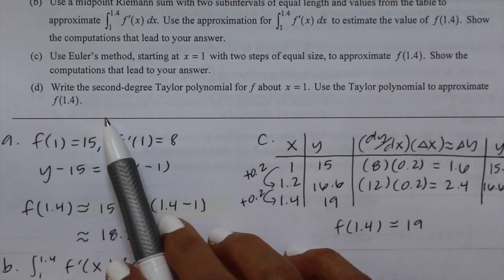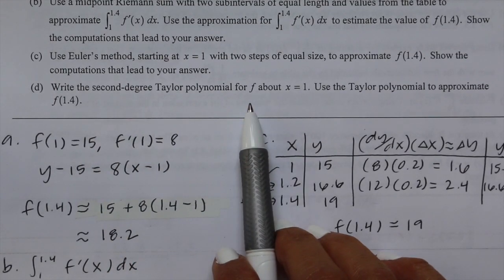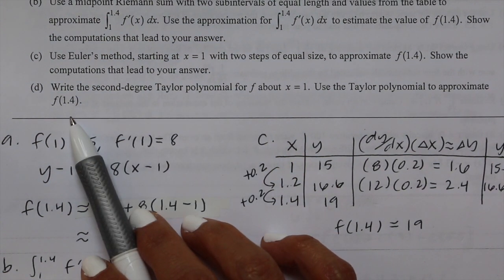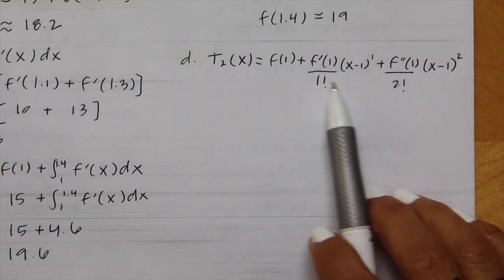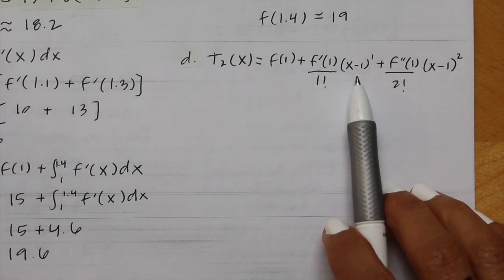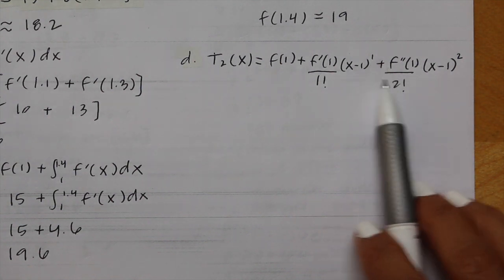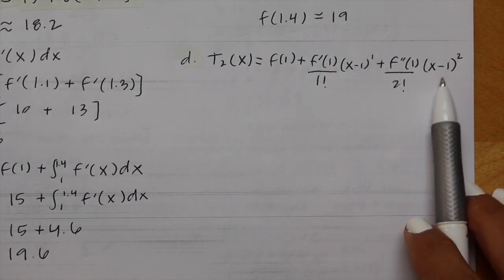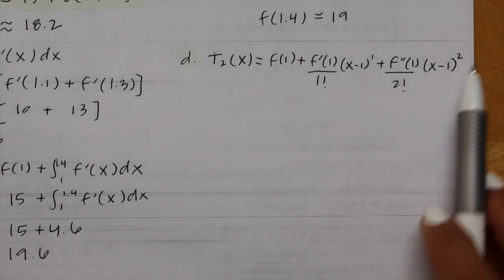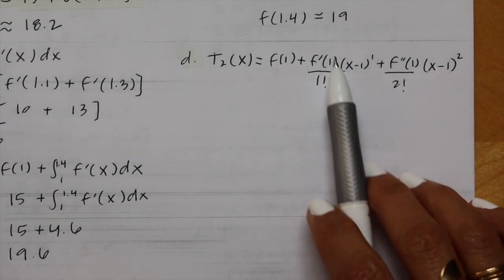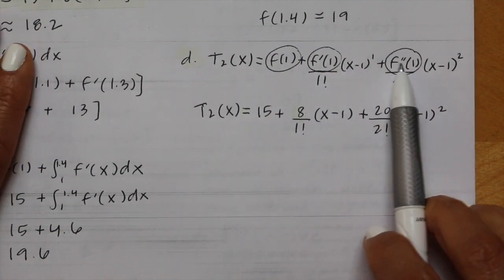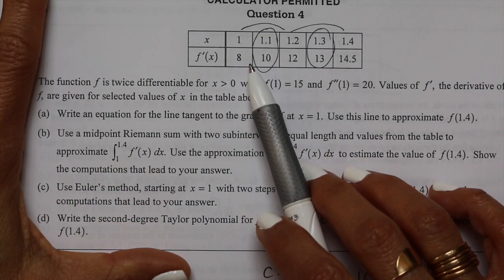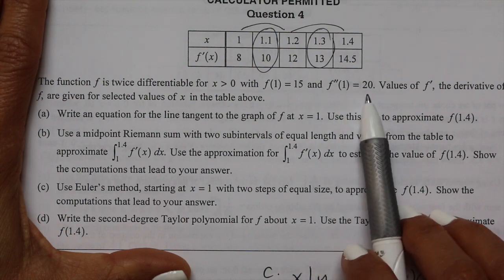Part D says write the second degree Taylor polynomial for f about x equals 1. Use the Taylor polynomial to approximate f of 1.4. So our formula for our second degree Taylor polynomial is going to be f of 1 plus f prime of 1 over 1 factorial times x minus 1 to the first power plus f double prime of 1 over 2 factorial times x minus 1 to the second power. And we just need to plug in f of 1, f prime of 1, and f double prime of 1. And all of these values are given. F of 1 is 15, f prime of 1 is 8, and f double prime of 1 is 20.